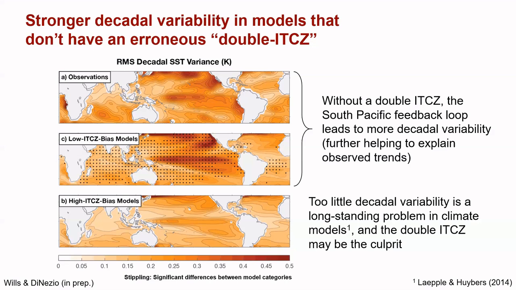It's a hard quantity to calculate in observations because you have to know what's the forced response and remove that. Tried a few different methods of doing that, and it's mostly robust to that. The observations look more like the low ITCZ bias models than the high ITCZ bias models in terms of this decadal variability. And it's been discussed for a long time that the CMIP models have too little decadal variability compared to, for example, paleoclimate records as well. And so it seems like this could be fixed also by fixing this double ITCZ problem that's been around in climate models for many decades.